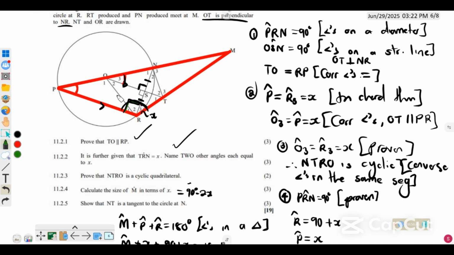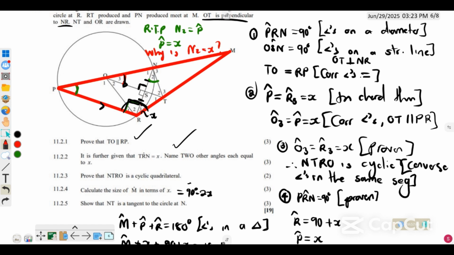Basically, in simple English, they are asking you to prove that N2 is equal to P. But we know angle P is X. So basically, you are trying to prove that N2 is also equal to P. Famous question: why is N2 equal to X as well?